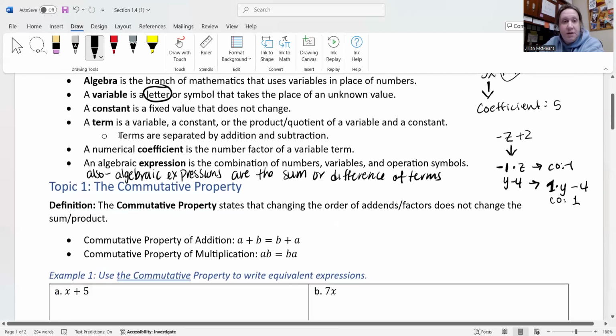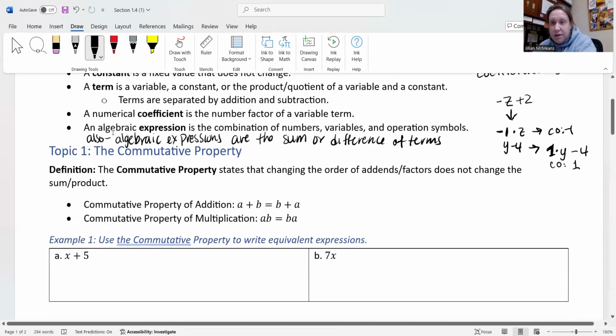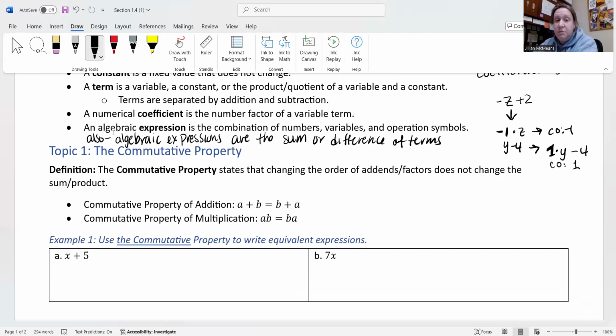So topics 1 and 2, I'm going to do in a single video because these two properties go together very nicely. So when we start our journey into algebra, we do have some properties that we need to be familiar with. And the first one is the commutative property. The commutative property states that changing the order of addends and factors does not change the sum or product. So addends are numbers that are being added. The sum is the answer to an addition problem.